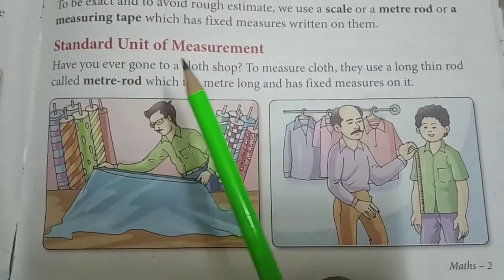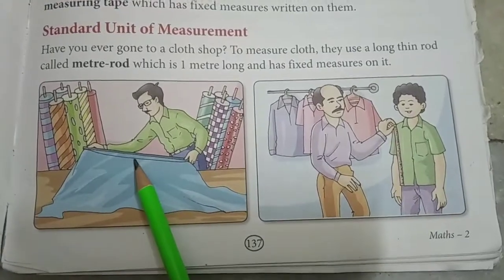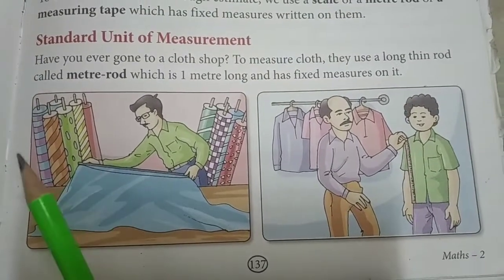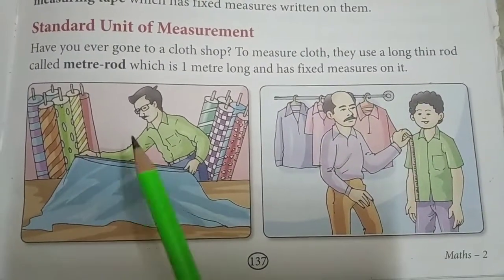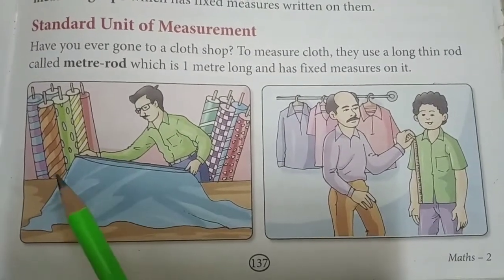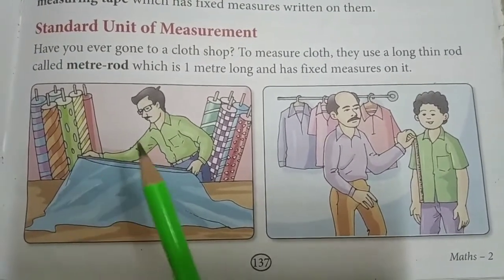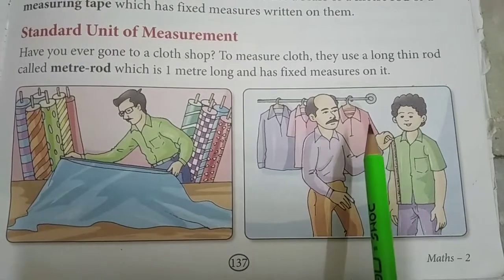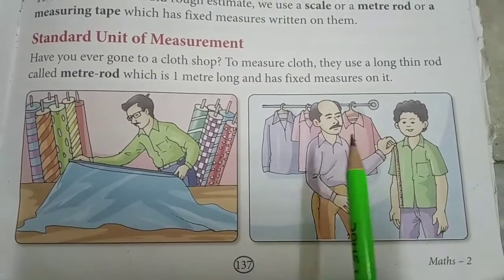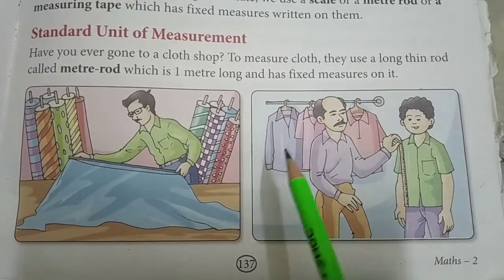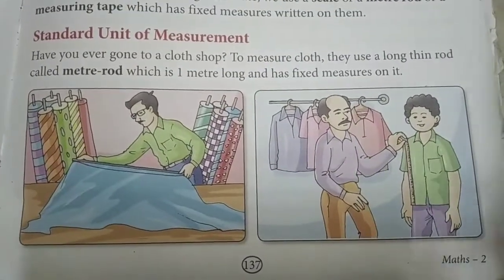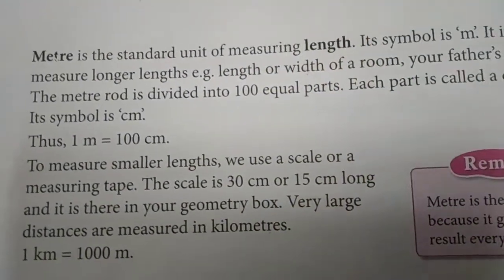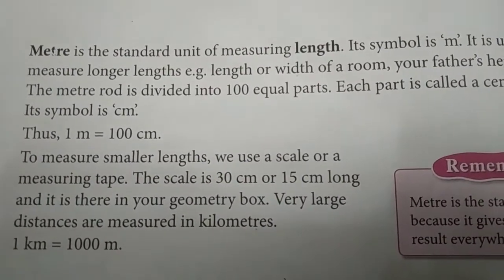Now, standard unit of measurement is what? You can see here 1 meter rod. When you go to a clothes shop to get clothes, the person who is there, he will take out the meter rod and he will ask how many meters you want, and according to that he will measure and he will give you. Similarly, when you will go to a tailor, he will take out the tape, right, to measure the height or to measure different sizes of your body so that he can make the shirt according to your size, right? So children, meter is the standard unit of measuring length. Okay children? Meter is the standard unit of measuring length.